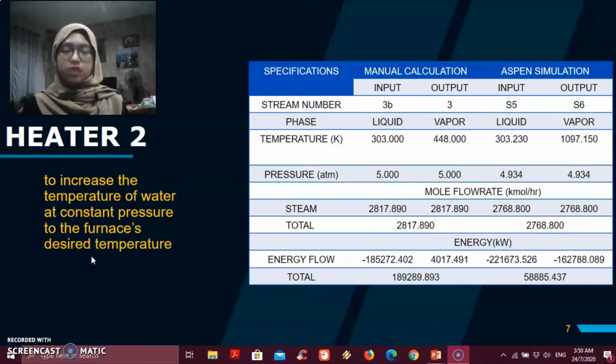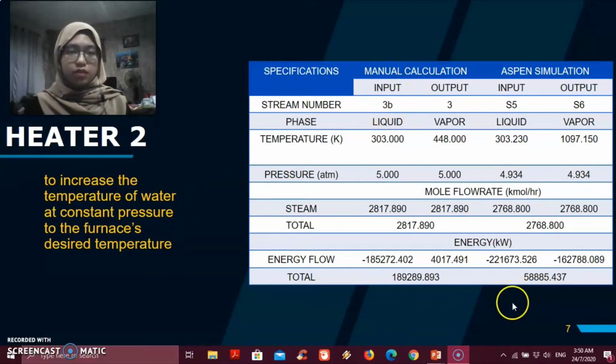Next we proceed with heater 2, which is used to increase the temperature of water at constant pressure to the furnace desired temperature. The output from the pump will go into heater 2. This water will be used in the furnace cracker to thermally crack the naphtha.